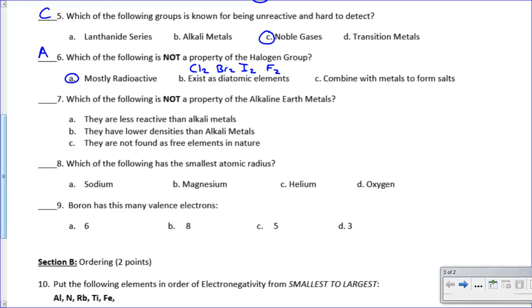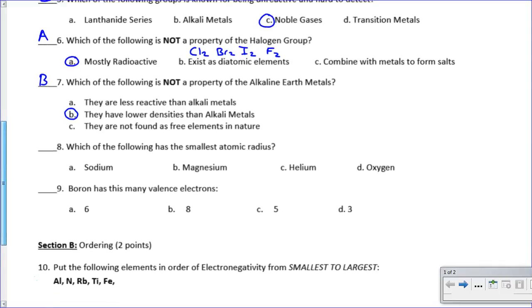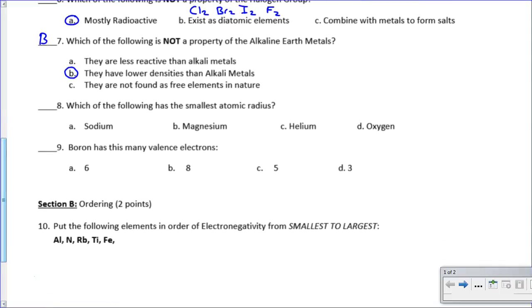All right, which of the following is not a property of the alkaline earth metals? It says they're less reactive than alkali metals. That's true. They have lower densities than the alkali metals. That's false. They actually have higher densities than the alkali metals. They're not found as free elements in nature. Is true.